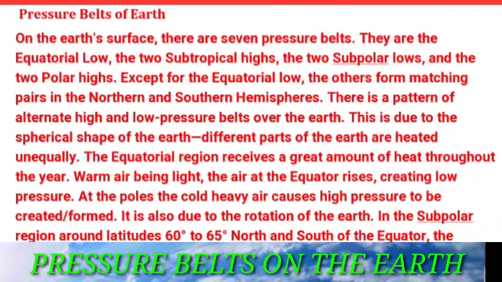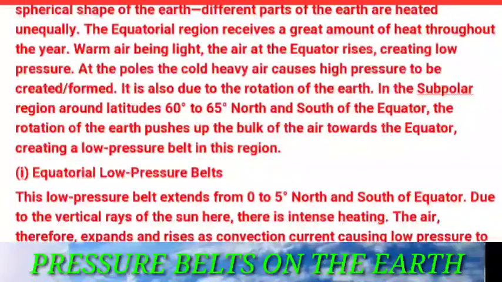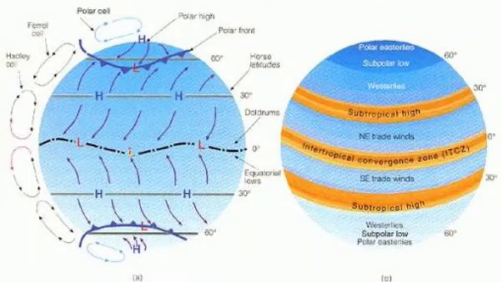There is a pattern of alternate high and low pressure belts over the earth. This is due to the spherical shape of the earth. Different parts of the earth are heated unequally. The equatorial region receives a greater amount of heat throughout the year. The warm air, being light, rises at the equator due to high temperatures. It creates a low pressure belt.